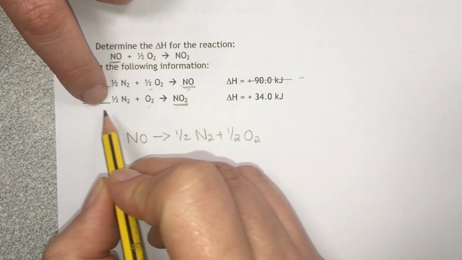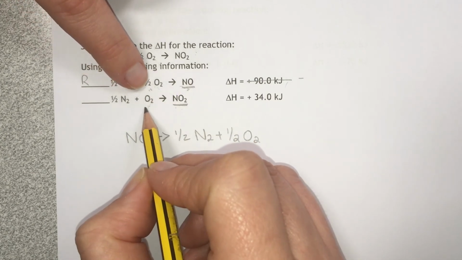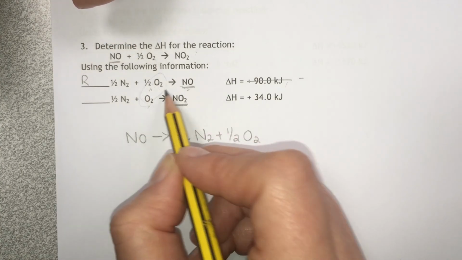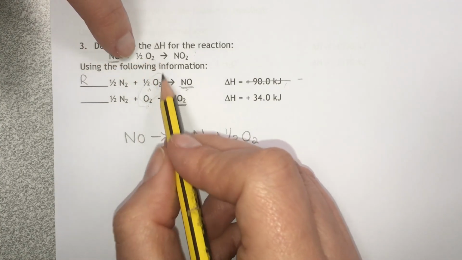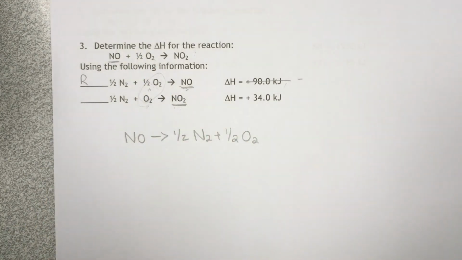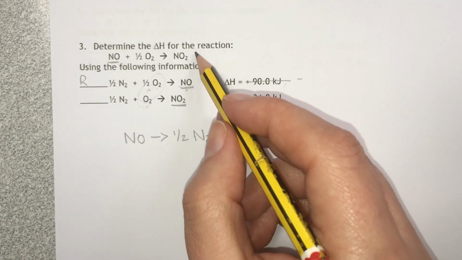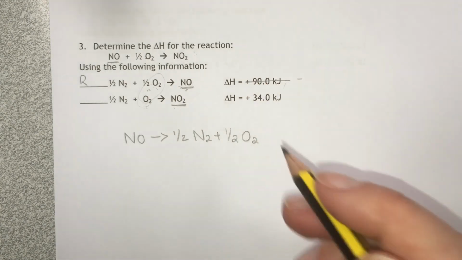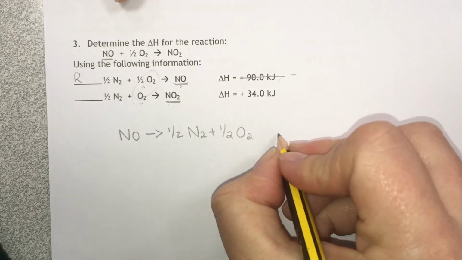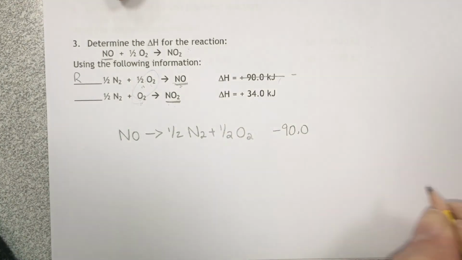So there is no NO over here. There is an NO2, but not NO. There is an oxygen molecule, so you don't want to look at something that they both have in common. Otherwise, you might think, I don't need to do anything to this because it has 1/2 oxygen on the same side and we're good. So make sure you choose something that the other equation doesn't have to look at to do your manipulations. So here's our new equation, and then it's negative 90.0 kilojoules.